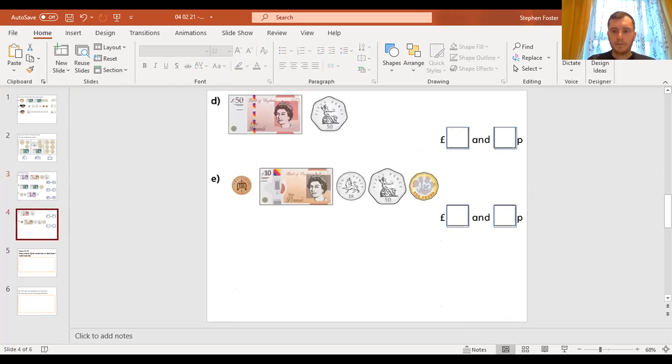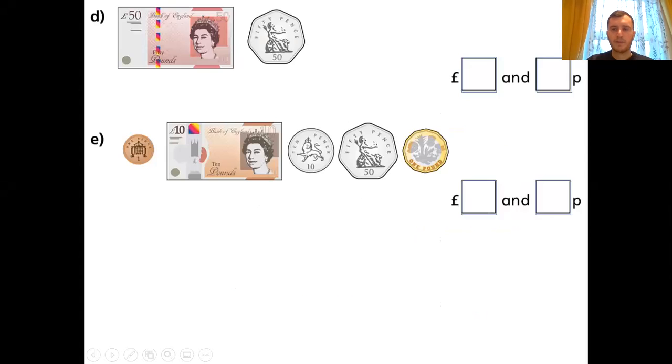Moving on. We've got a couple more of a similar style. For question D, there is a £50 note and a 50p piece. And question E, there is a £10 note, a £1 coin, a 50p piece, a 10p piece, and a 1p piece. Again, they've been jumbled up slightly to make it a bit tricky for you. Once again, pause the video, have a go, and we'll look at the answers in a moment.